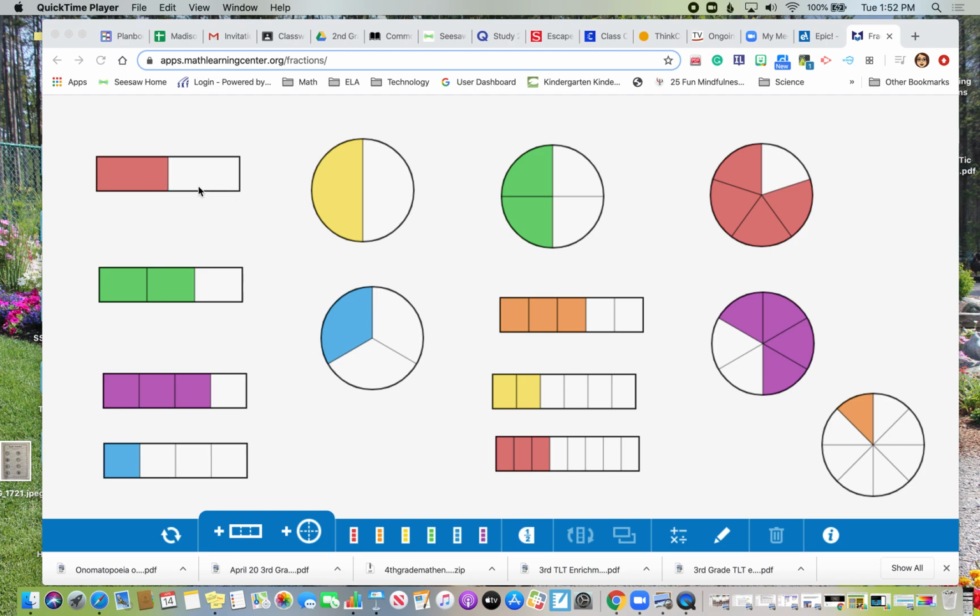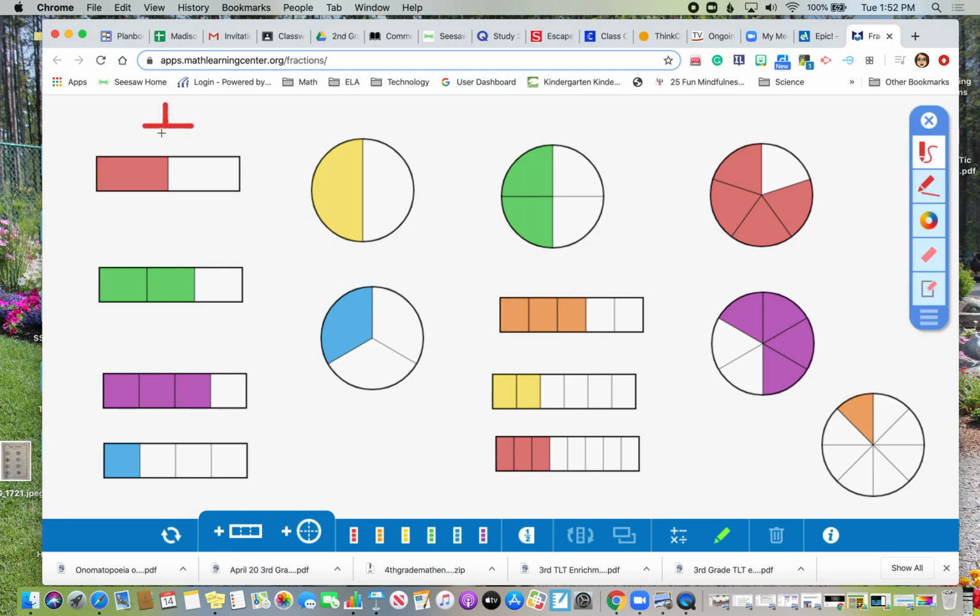So for example, you can see here that there are two equal parts to this rectangle, but only one is shaded in. So I would call this 1/2, 1 out of the 2, or 1/2.